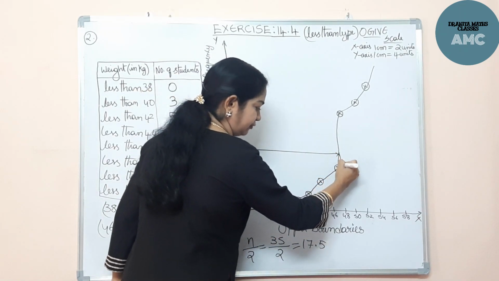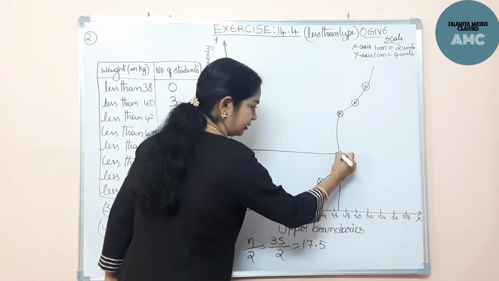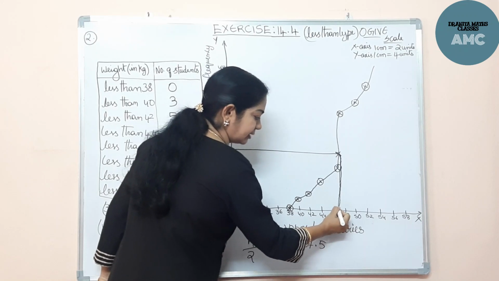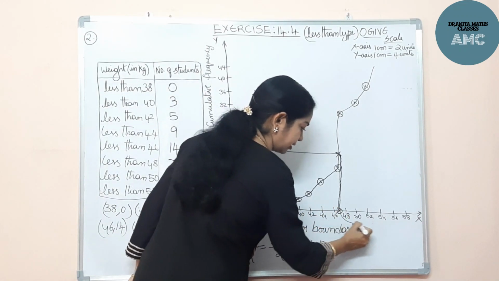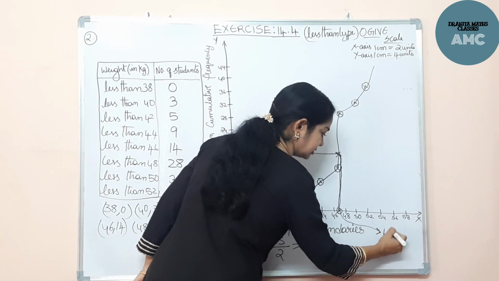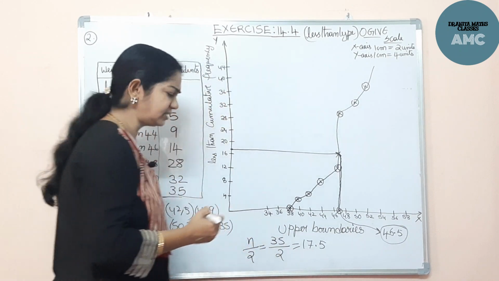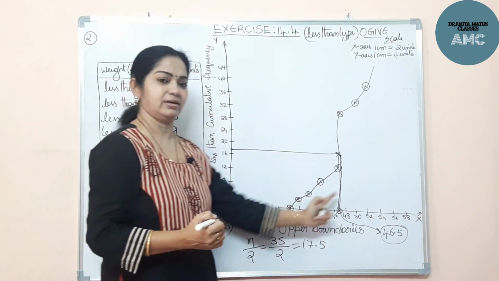From that point, if you drop a perpendicular, the foot of the perpendicular gives us the median. That will come to somewhere around 46.5. This is the median graphically. I have not drawn it exactly, I am only drawing it roughly.